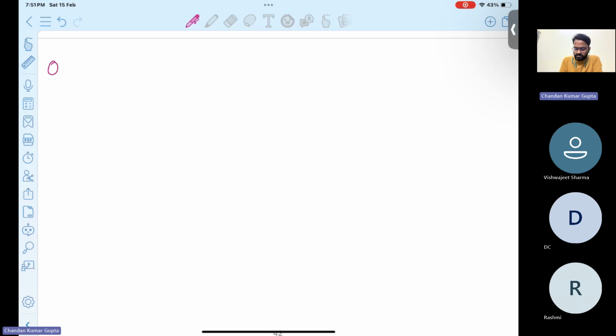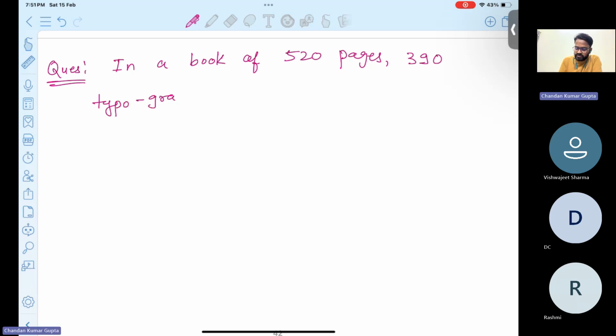Okay, let's discuss one more question. Suppose in a book of 520 pages, 390 typographical errors are there. Errors occur. Now find the probability that a randomly chosen page has no error.